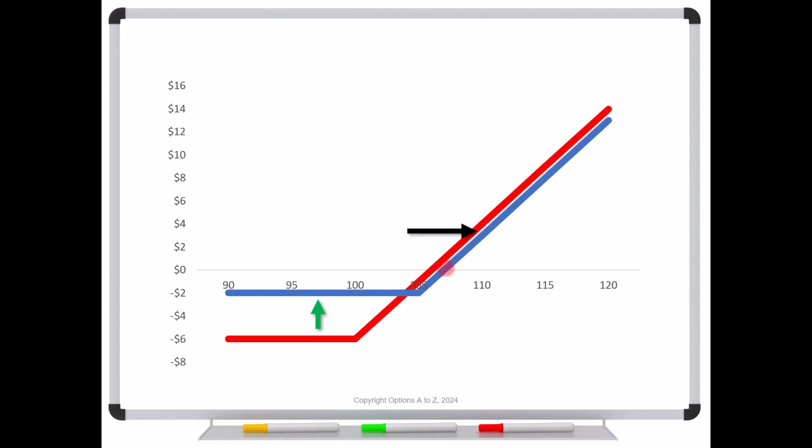And so what's happening there is that synthetically, when you received a $4 credit, you were actually mathematically paying $1 for the put. So you could go out and buy the 105 put for $1, or you could roll to the 105 call for a $4 credit, and you're doing exactly the same thing. So that is a cost.